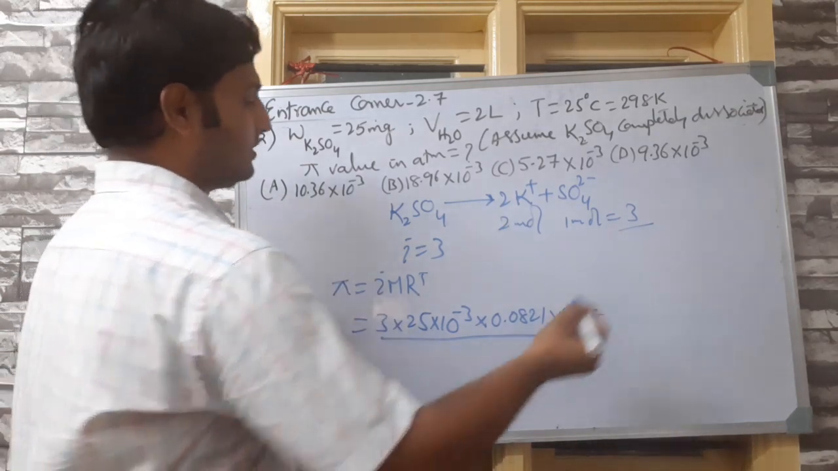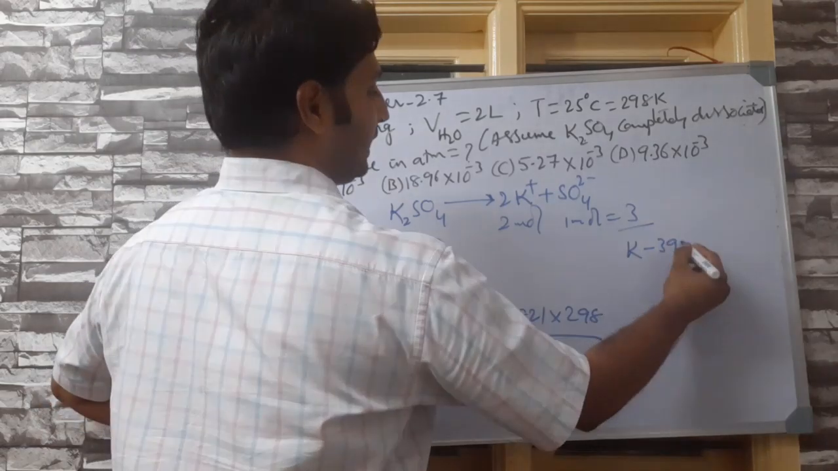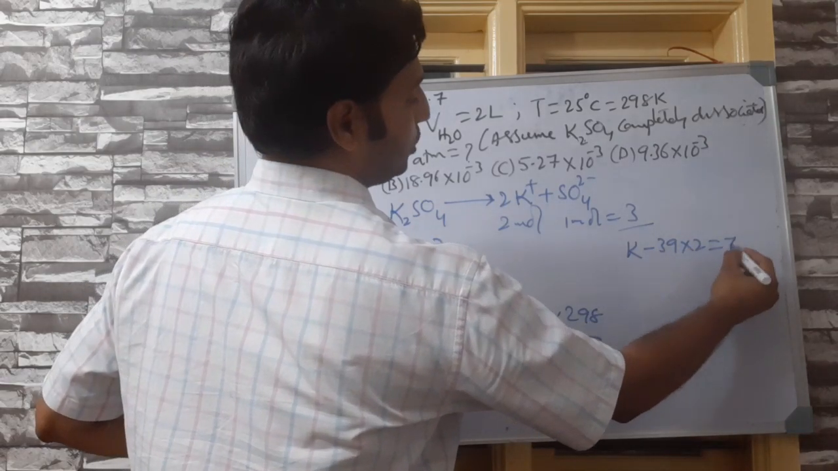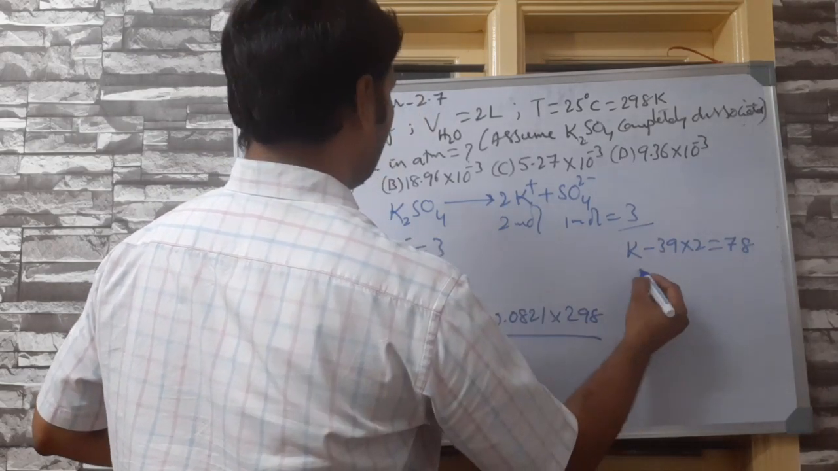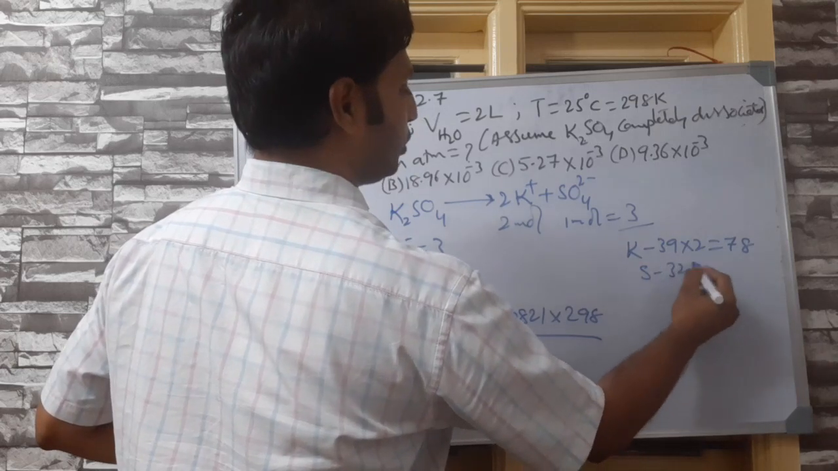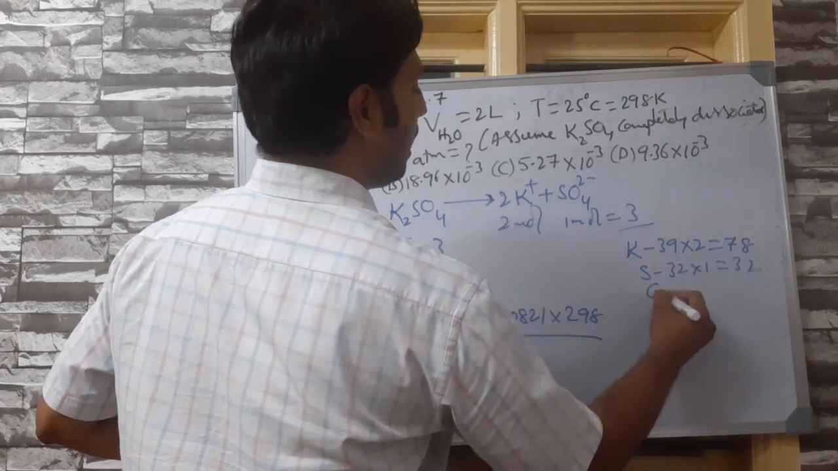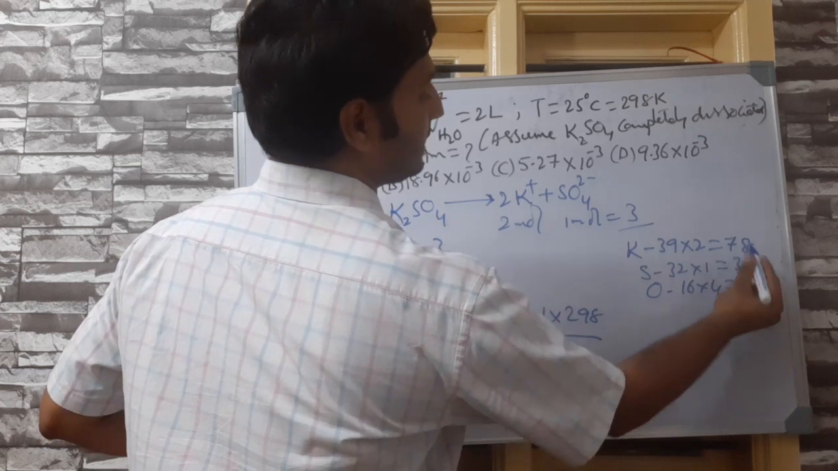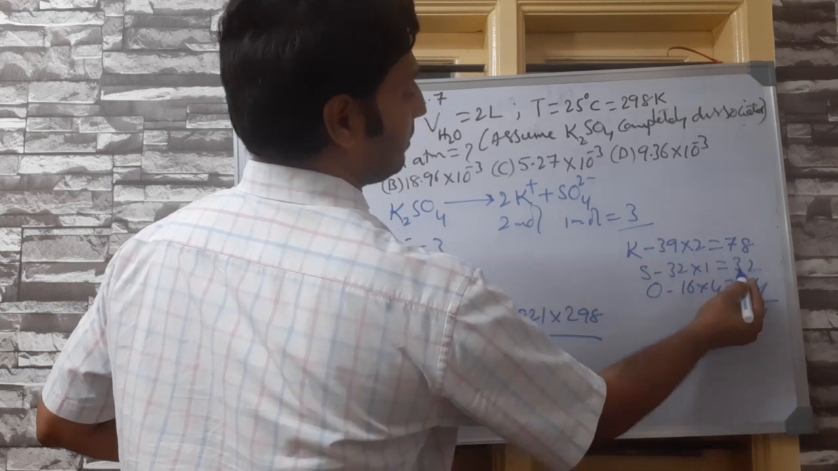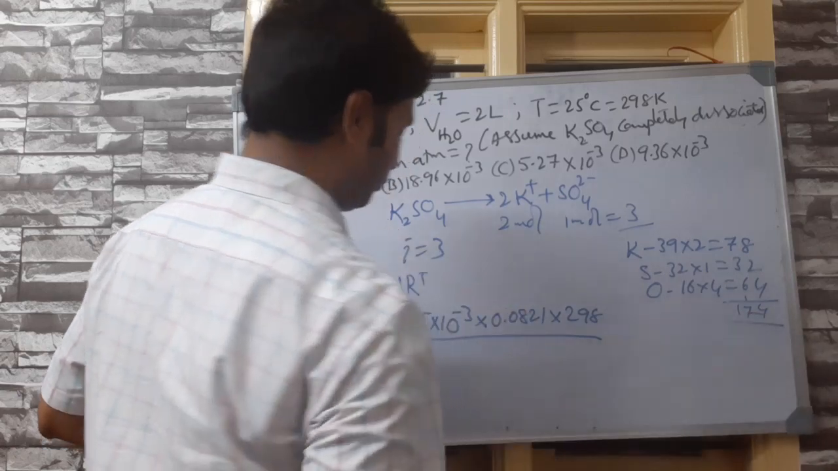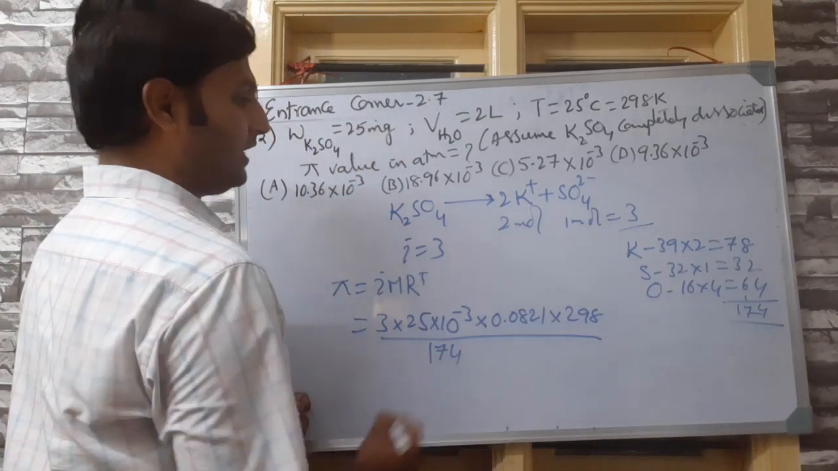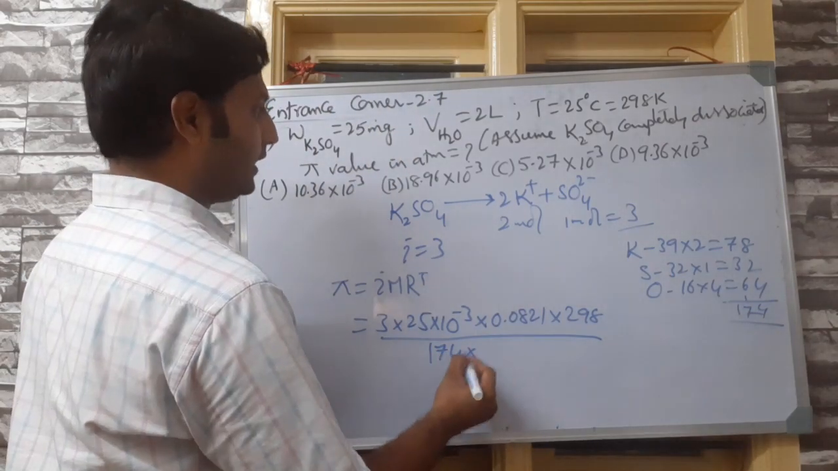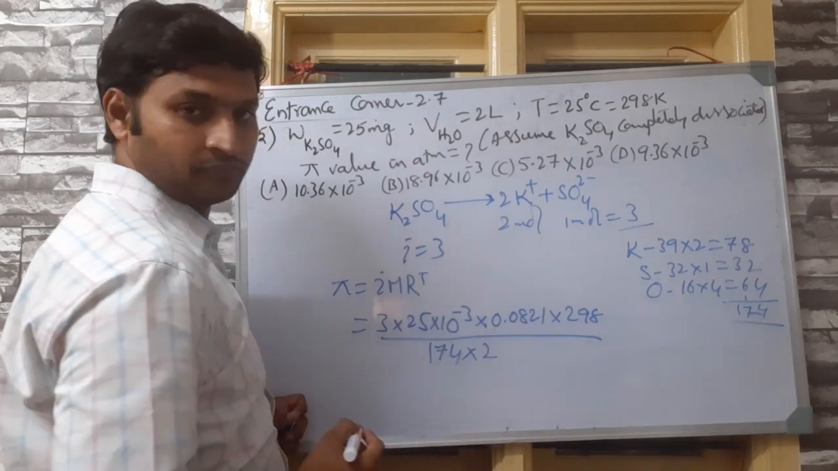Molar mass of potassium sulfate. Potassium 39 into 2, I think you will get 78. Sulfur 32 into 1, 32. Oxygen 16 into 4, 64. 78 plus 32 plus 64 gives 174. So 174 is the molar mass of potassium sulfate, into volume which is 2 liters.